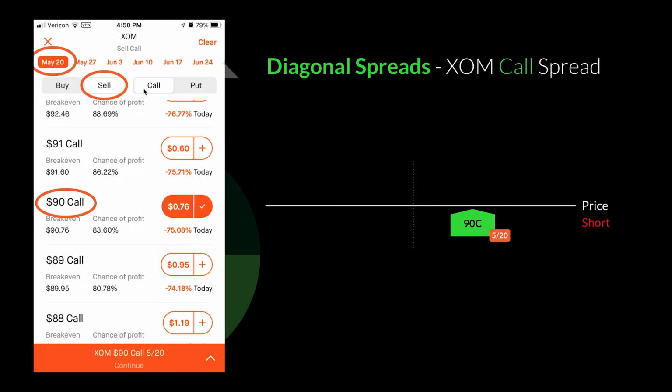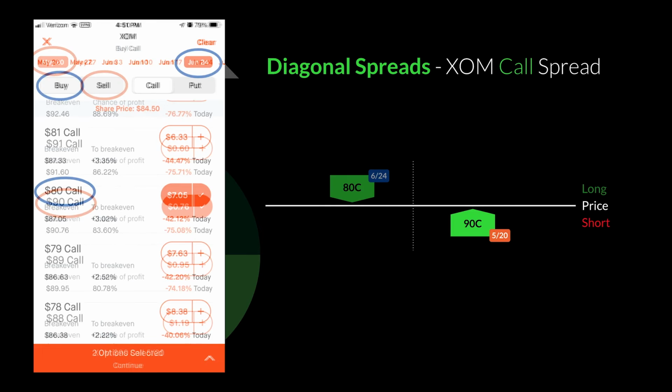All right. Now, to set up a diagonal spread, what we need to do next is go long on a further dated call option at a different strike price. So that would be here.